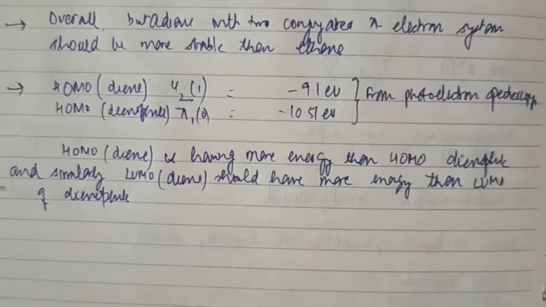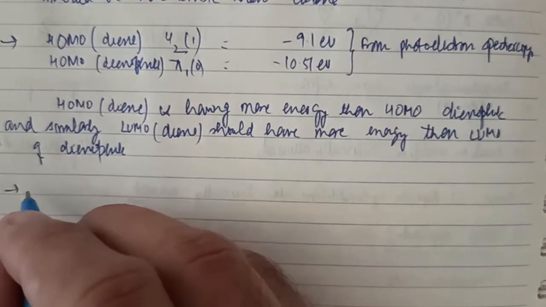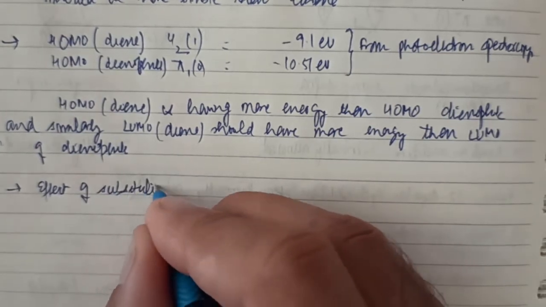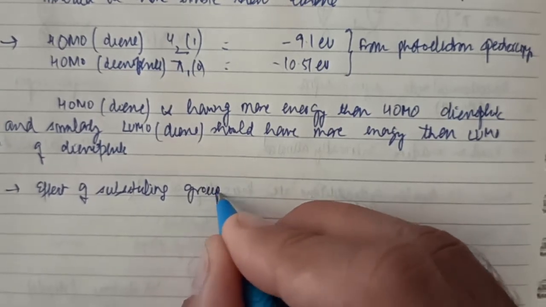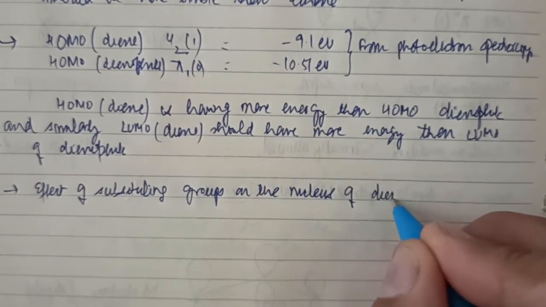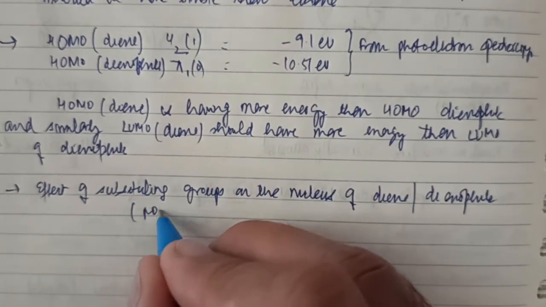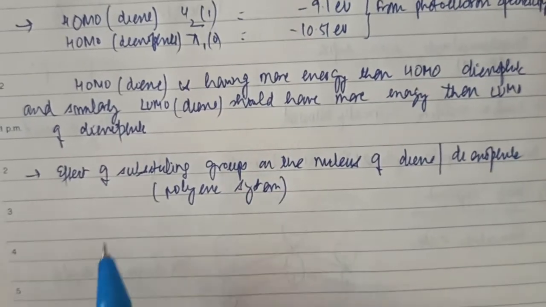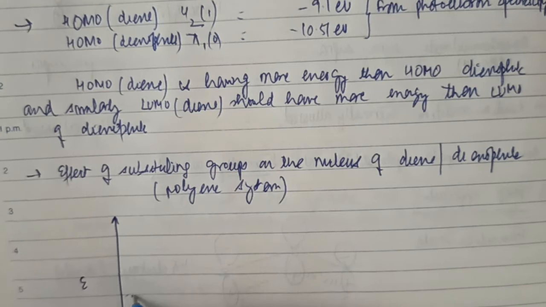To substantiate this point and talk about this further, we talk about something called the effect of substituting groups on the nucleus of a diene or dienophile, or for that matter on any polyene system. What will be the effect? Let me show this diagrammatically and then try to explain it. Let me draw the energy axis here. This is the energy axis. Let's say this is the zero of the energy.